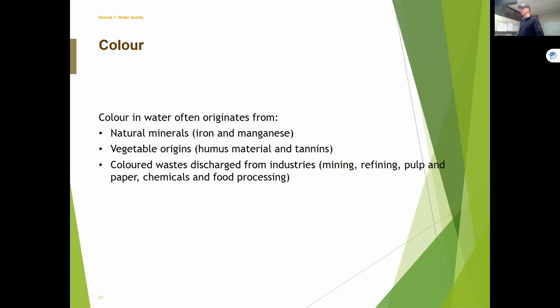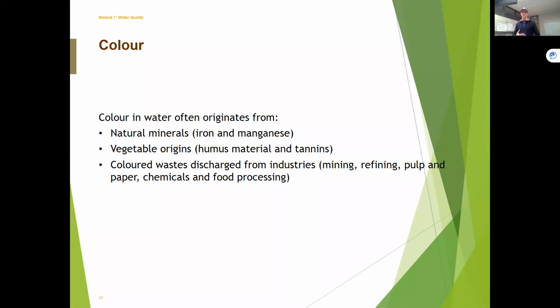Let's talk about color now. Color, again, can come from a number of different sources. It could be natural, right? We've seen that with the iron and manganese, that red and that black color. It starts making our water look a little bit like tea.